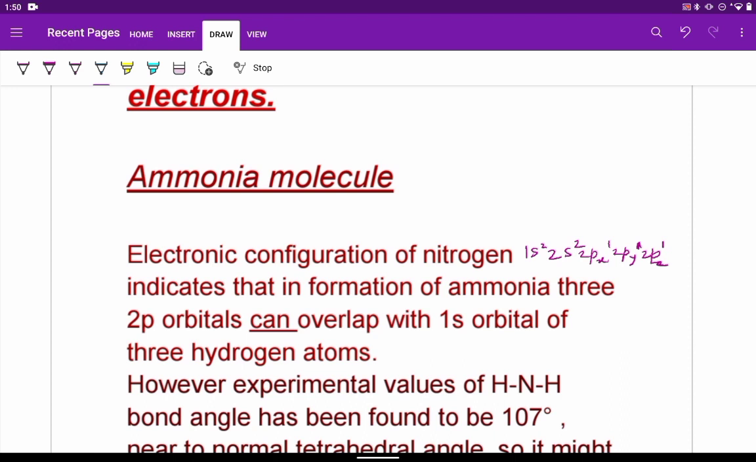Now in this the electronic configuration of nitrogen is 1s2, 2s2, 2px1, 2py1, 2pz1. There are 3 p orbitals as we all know, and all the 3 p orbitals are half filled. All are having 1 electron each. So here we can predict, we may think that in ammonia the 2p orbitals can overlap with the 1s orbital of 3 hydrogen atoms, and we can get ammonia.